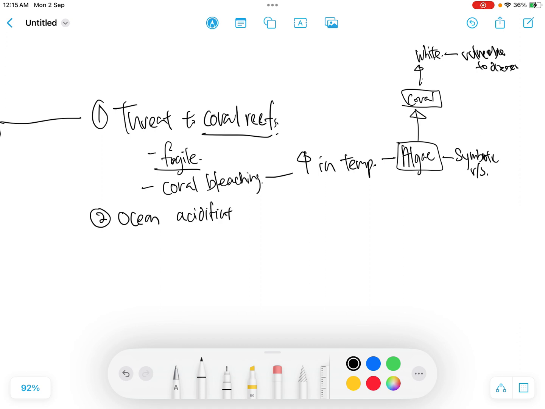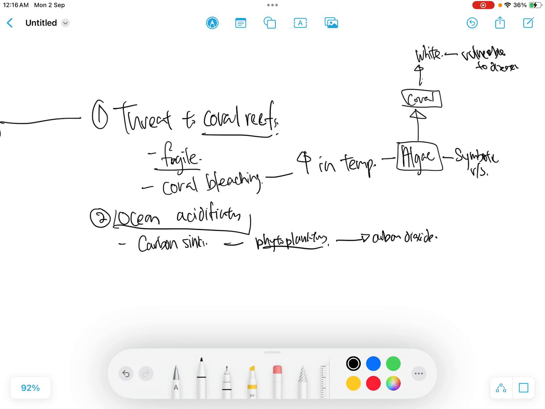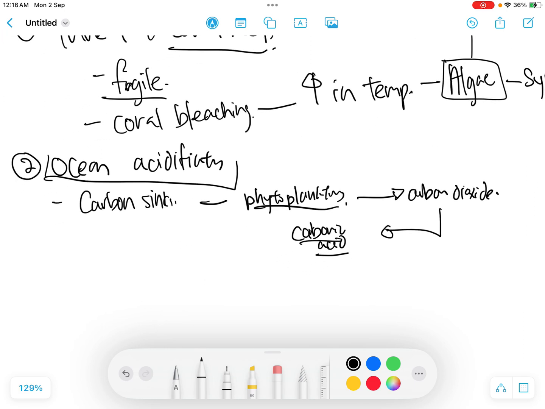acidification. Okay, for ocean acidification, as the name suggests, what happened is that oceans are actually very important carbon sinks. Okay, and why is that so? Okay, there is a certain species called phytoplankton, which absorbs carbon dioxide as they dissolve, and this is through photosynthesis. And when there is an increase in carbon dioxide emissions, okay, these phytoplankton will absorb more carbon dioxide, and this actually leads to carbonic acid forming in the oceans. Okay, and the oceans will become more acidic.